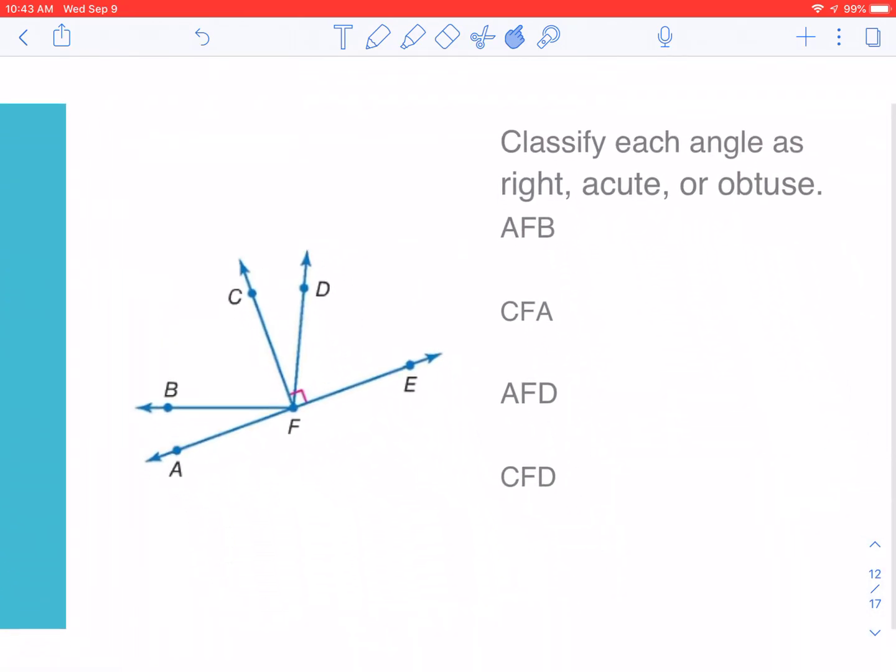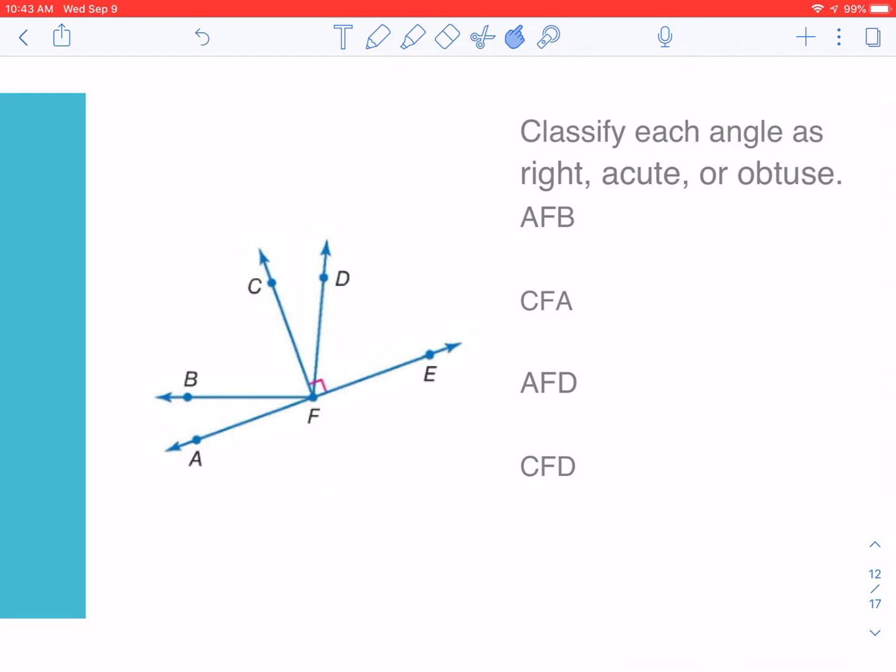Okay, classify each angle as right, acute, or obtuse. This will also be part of the homework tonight. Let's look at AFB. So is that bigger than 90, smaller than 90, or the same as 90? We're going to look at that and say smaller. So that is acute.